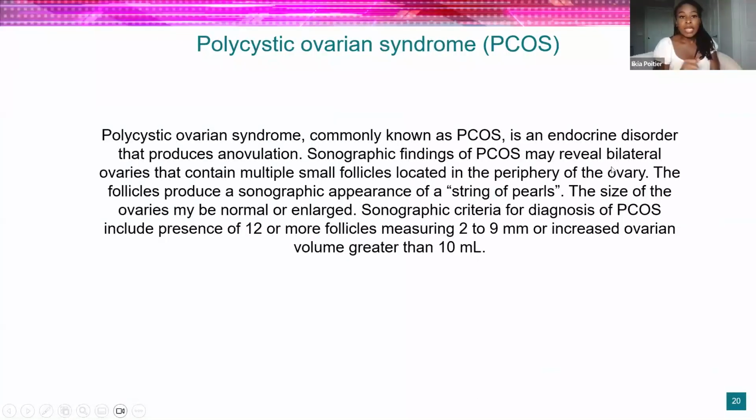All right. So polycystic ovarian syndrome, also known as PCOS. Polycystic ovarian syndrome, commonly known as PCOS, is an endocrine disorder that produces anovulation. Sonographic findings of PCOS may reveal bilateral ovaries that contain multiple small follicles located in the periphery of the ovary. The follicles produce a sonographic appearance of a string of pearls. The size of the ovaries may be normal or enlarged. Sonographic criteria for diagnosis of PCOS include presence of 12 or more follicles measuring 2 to 9 millimeters or increased ovarian volume greater than 10 milliliters.